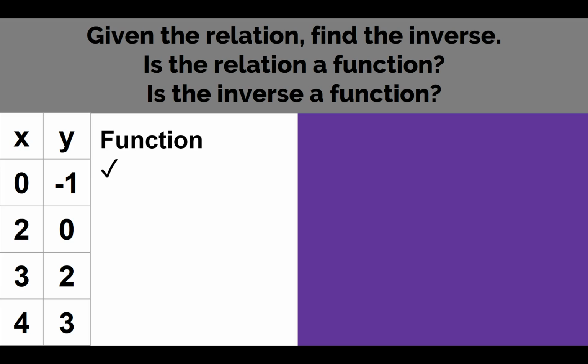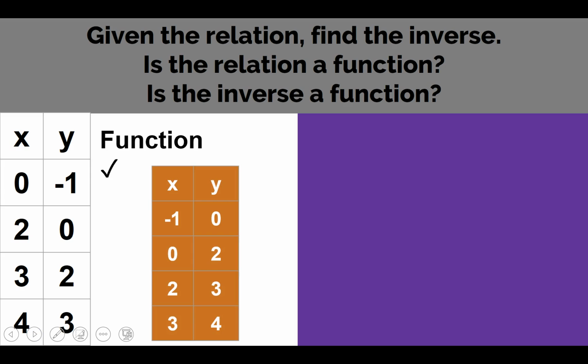So find the inverse. What does the definition say for inverse of relations? Just switch the x and y's. So that means 0, -1 becomes -1, 0. You're just flip-flopping them. So after you flip-flop them, did the function stay a function or did it switch to a relation? Still a function. Yay!